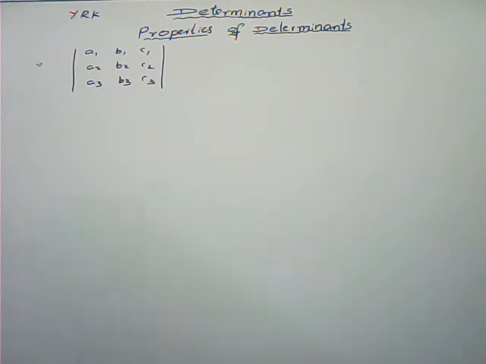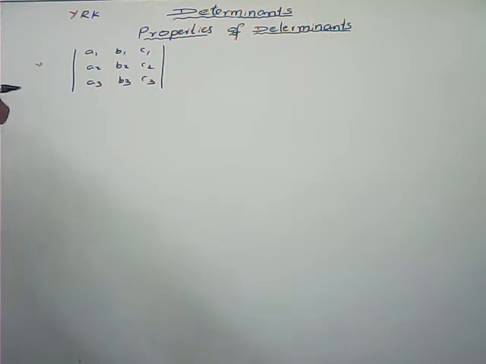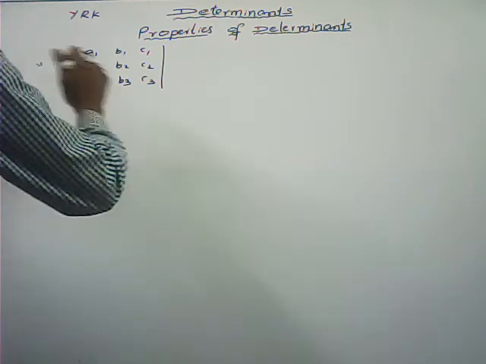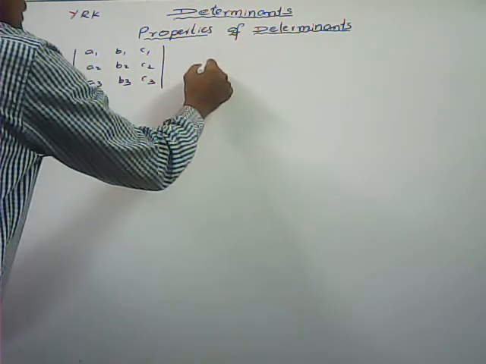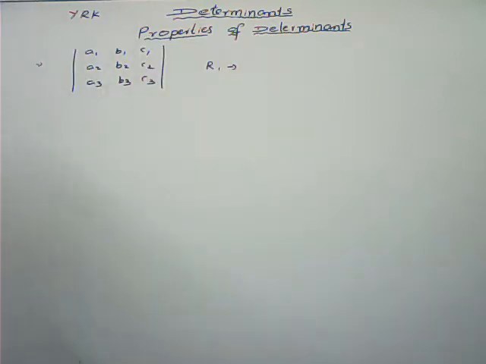Next one, here is how to use the elementary transformations. The sum of the elements of any particular row or column with the corresponding elements of another row or column multiplied by some non-zero constant k. For example, here, R1 times 2 means that the result we are putting in R1 only.